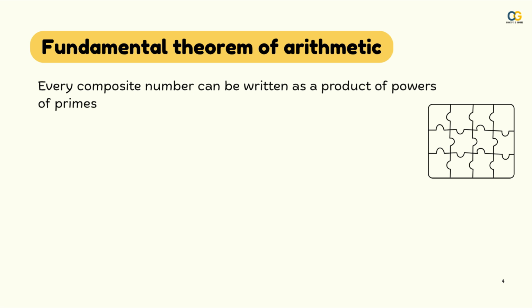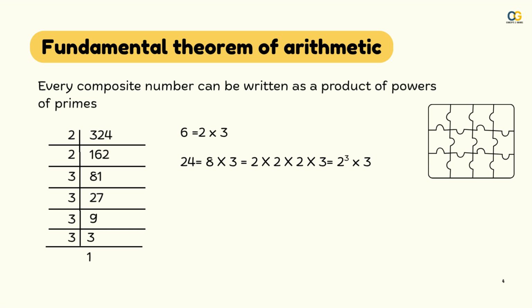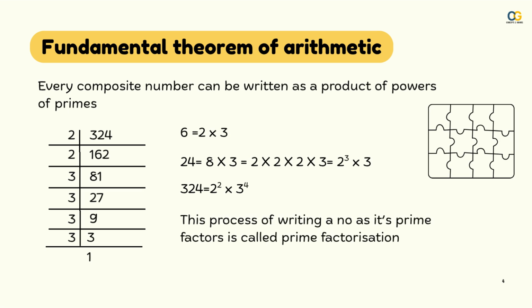So let's take some examples to understand better. 6 can be written as 2 into 3, which are two prime numbers. 24 can be written as 8 into 3, but 8 is not prime, which can further be written as 2 into 2 into 2 into 3 or 2 power 3 into 3. Similarly, 324, if we prime factorize it as shown here, can be written as 2 power 2 into 3 power 4. The process of writing a number with its prime factors is called the prime factorization of the number. This is what is the fundamental theorem of arithmetic.